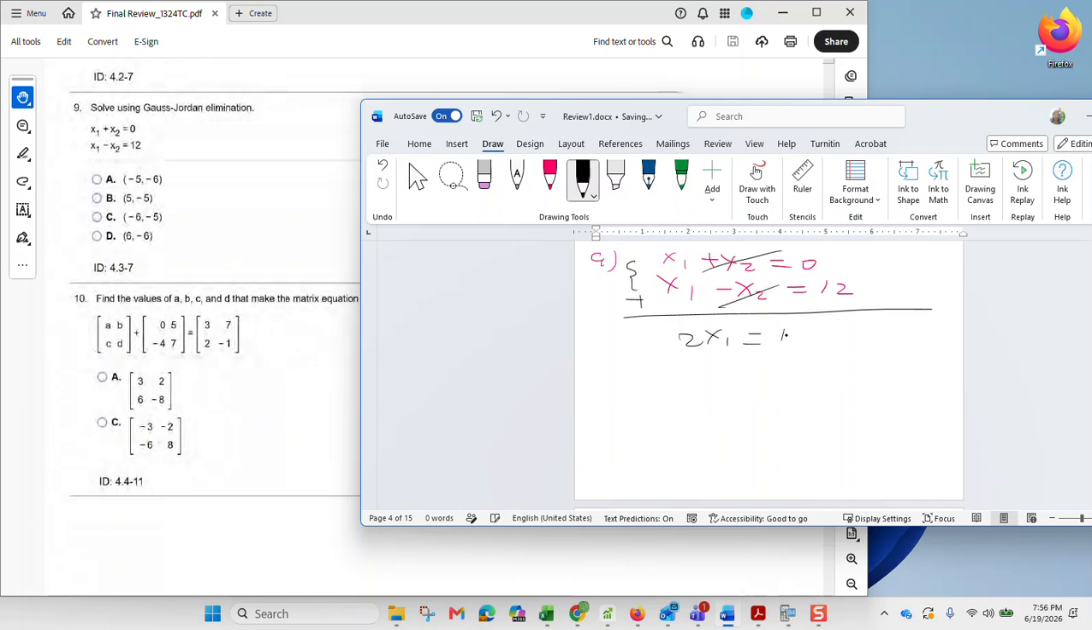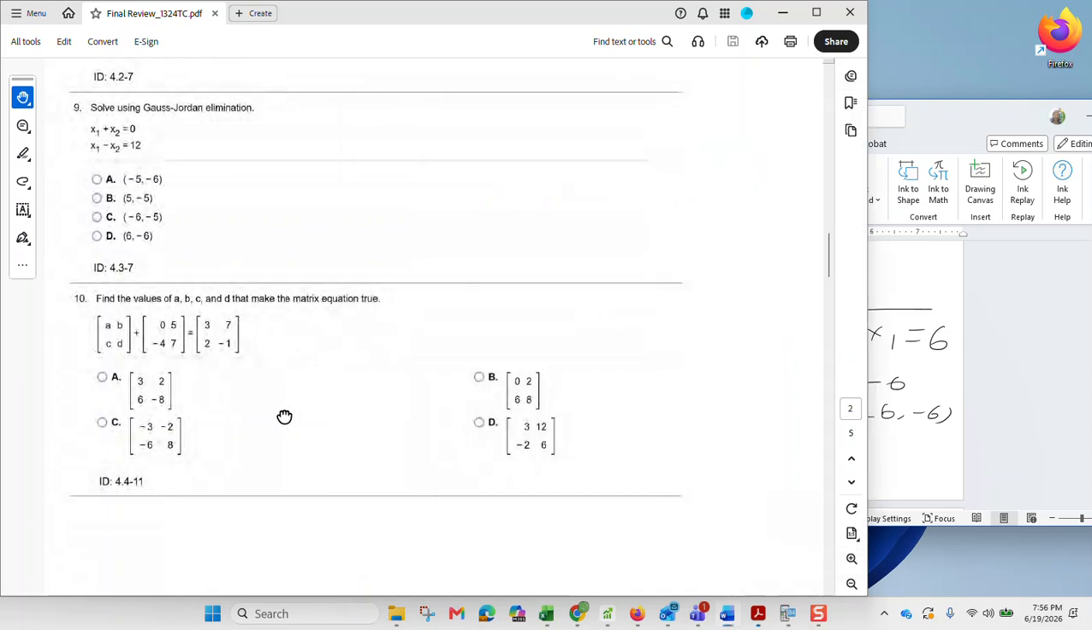And 2x1 equals 12. 0 plus 12 is 12. Divide both sides by 2. So x1 will be 6, right? And then you can plug it into 6 plus x2 equal to 0. So your x2 here will be negative 6, right? So you have 6 and negative 6. Write down x1 first, x2 second. So that one you can solve quick and easy.